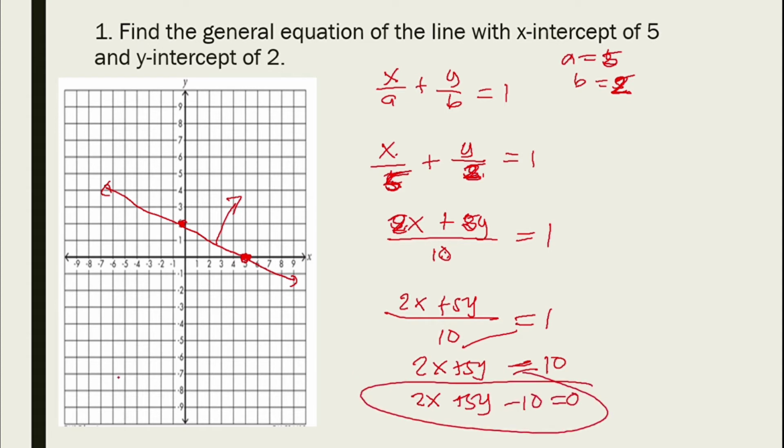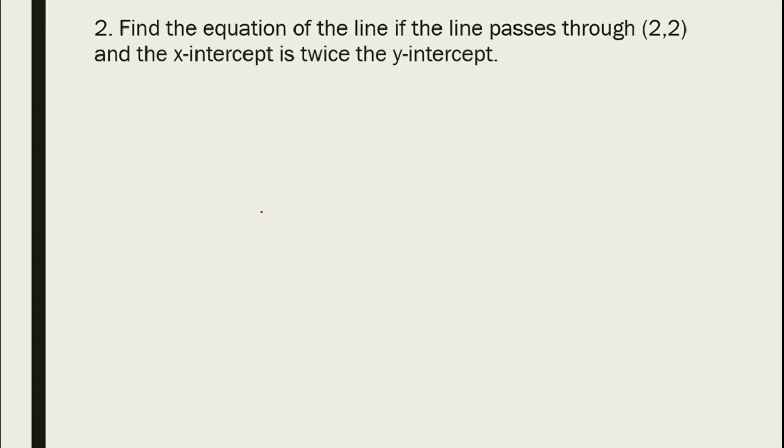So this is the general equation of the line with x-intercept of 5 and y-intercept of 2. So this is the equation 2x plus 5y minus 10 is equal to 0. Okay, so let's proceed with number 2.